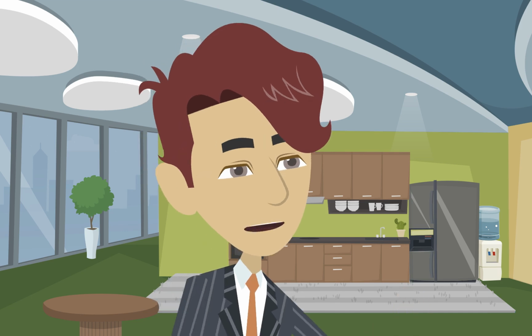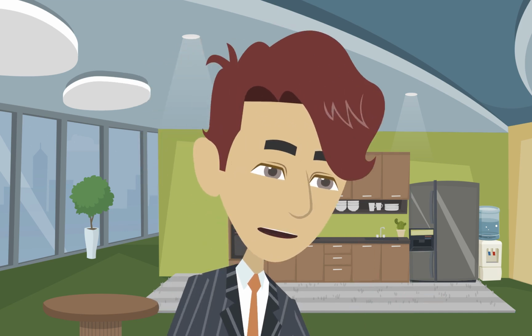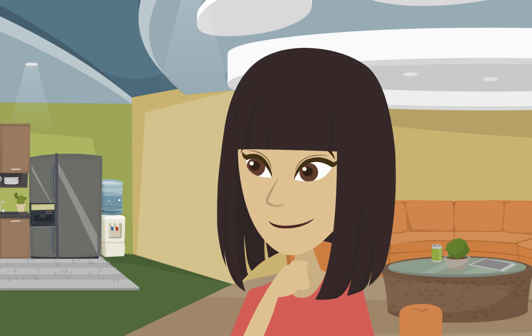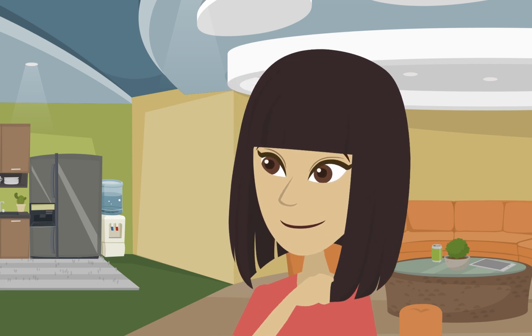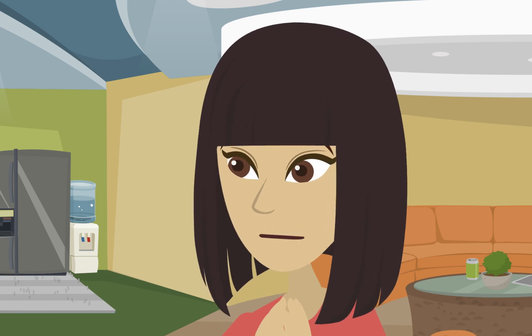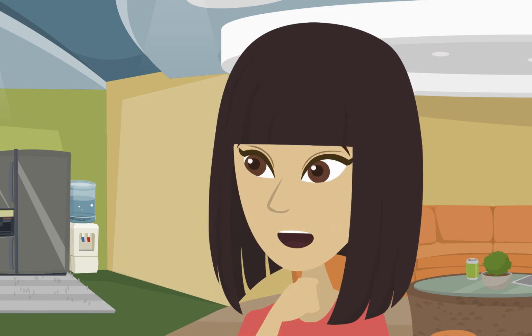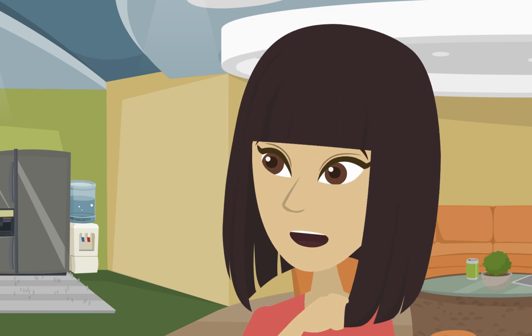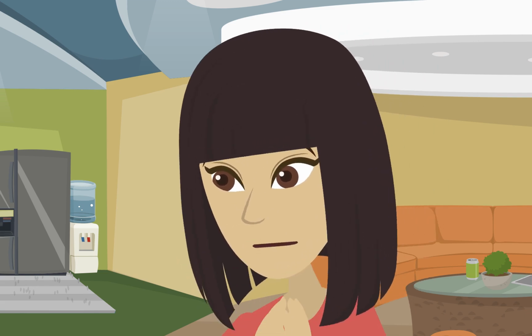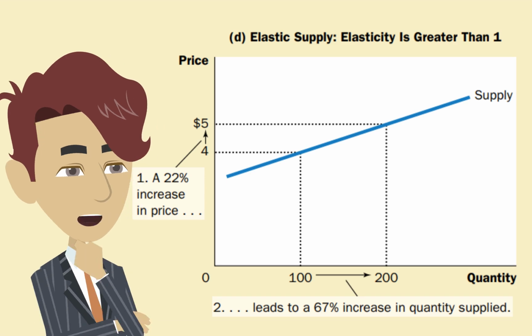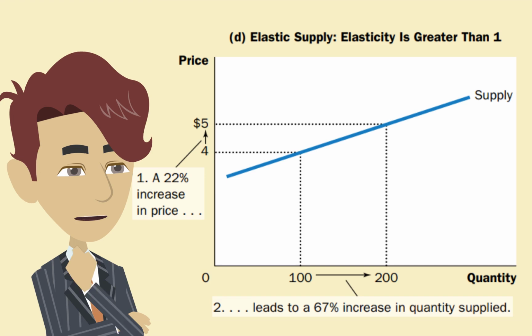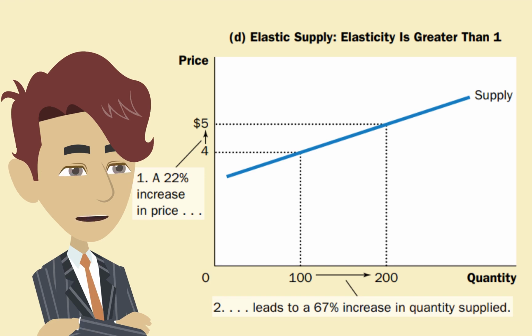Once capacity is full, any further production requires new plants, and prices must rise significantly to incentivize that investment. So, if the price goes from $12 to $15, the quantity supplied might only rise slightly? Yes, in that scenario, the quantity supplied might only increase from 500 to 525, indicating lower elasticity.